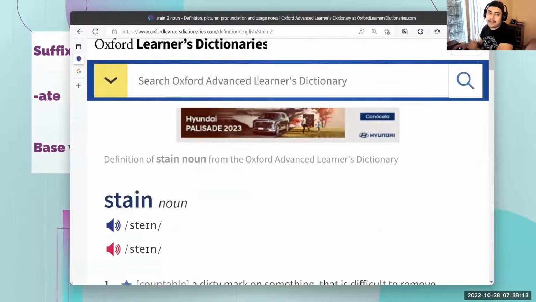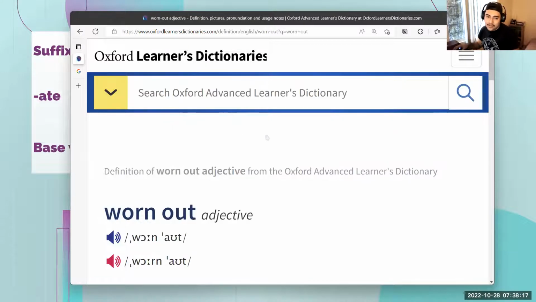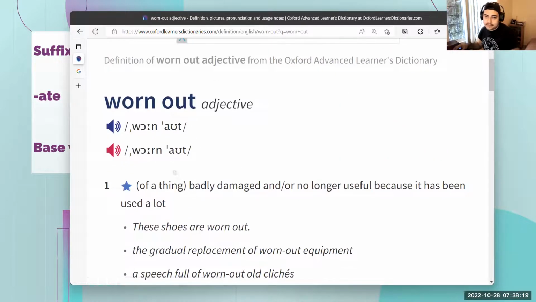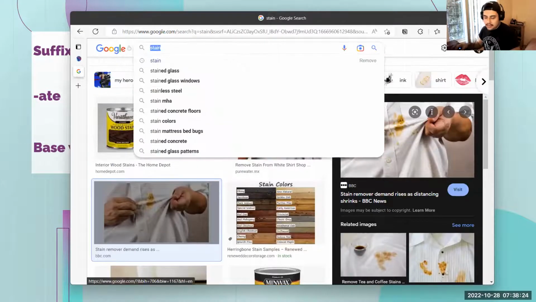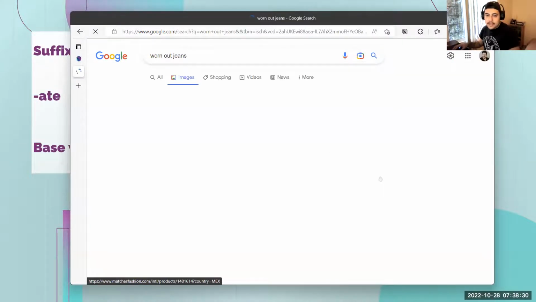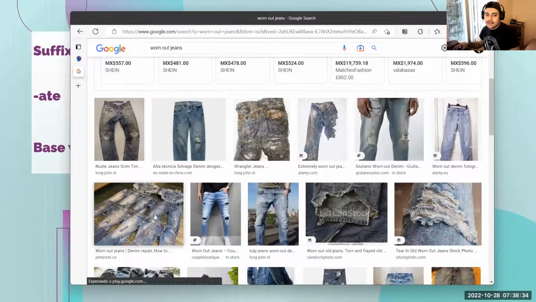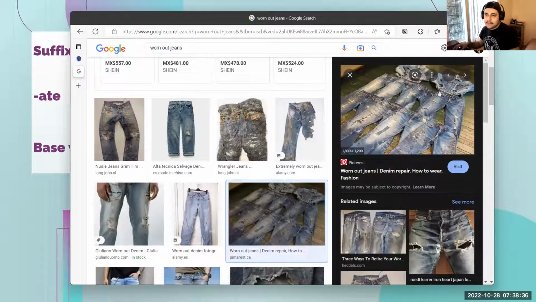Let me help you with that vocabulary. It gets worn out. What is worn out? When something is worn out, jeans. When your jeans are old, they lose color. This is when they are worn out.